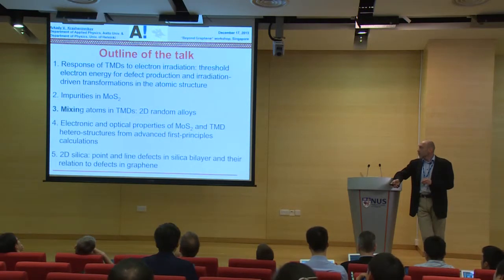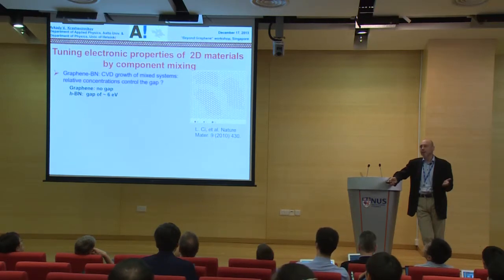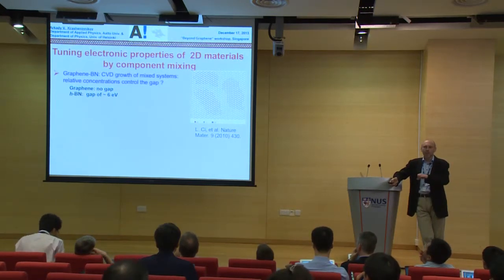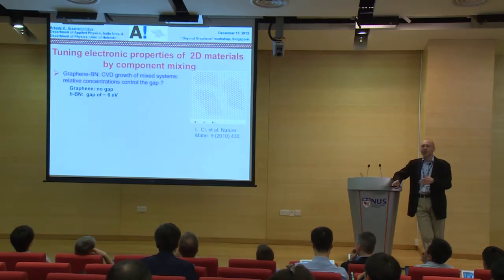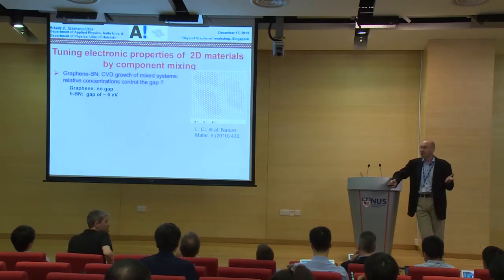Now, about mixing atoms in transition metal dichalcogenides. Let's start with graphene and boron nitride. We know that graphene has no gap, boron nitride a wide gap. And a dream material could be, you pick up boron, nitrogen, carbon atoms, you mix them together, and depending on the concentration, you can get any value of the gap from 0 to 6 eV or something like that.